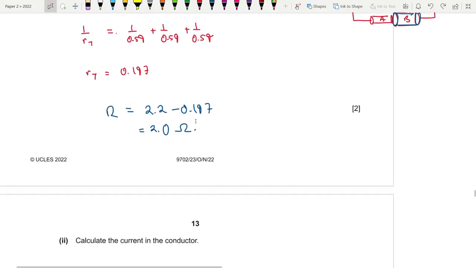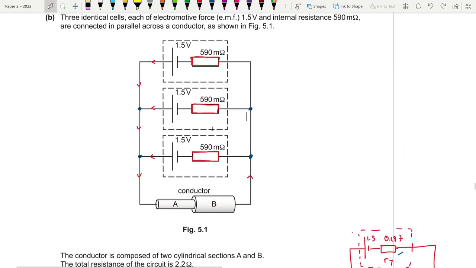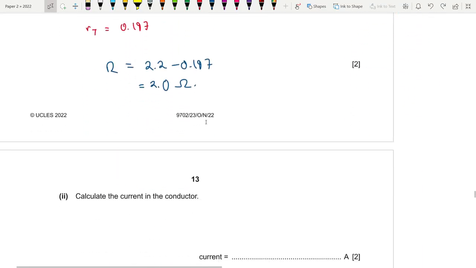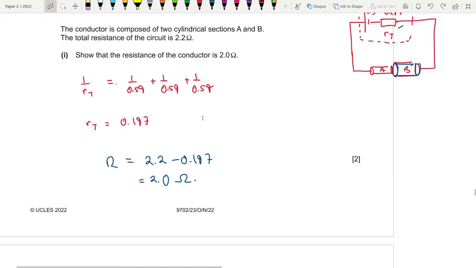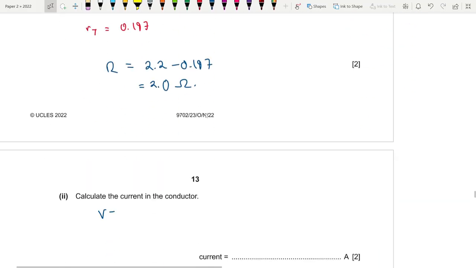Okay, calculate the current in the conductor. Fine. So what's the total EMF? It is not 4.5, it's 1.5. Okay, it's 1.5. So the current in the conductor, we want to find out the total current, I. So how do I do that? V is equal to IR. I is equal to total EMF, which is 1.5, divided by the total resistance in the circuit, 2.2. So 1.5 by 2.2 gives us an answer of 0.68.